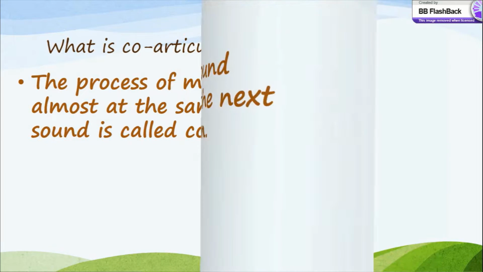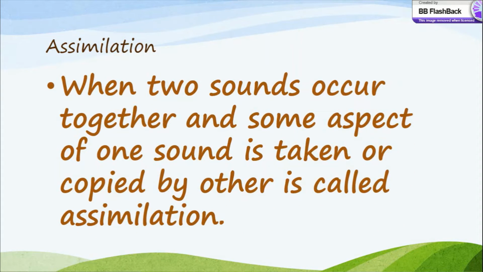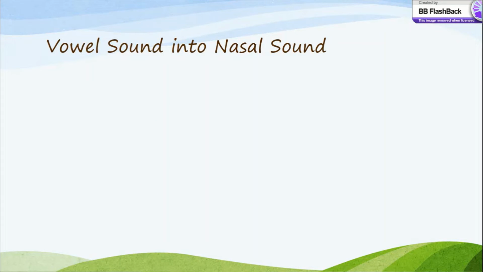Now we have an example of co-articulation, which is called assimilation. Students, when two sounds occur together and some aspect of one sound is taken or copied by the other, it is called assimilation. One sound takes or copies the properties of the other sound. For example, vowel sounds into nasal sounds. What are the vowel sounds? They sound like e, a, i. So we have the vowel sound, but it would be produced as a nasal sound.